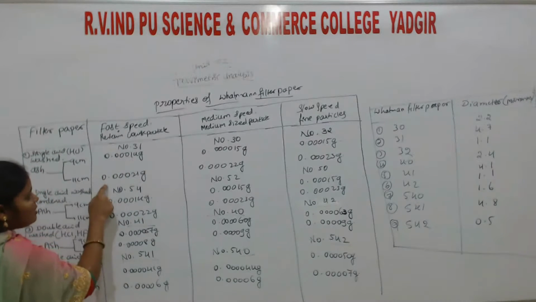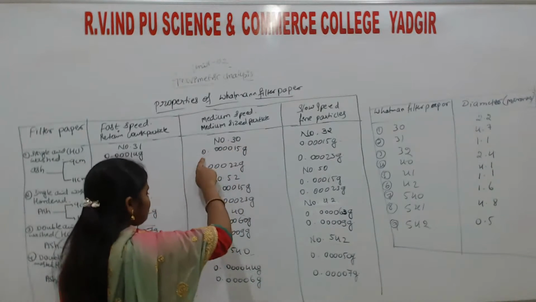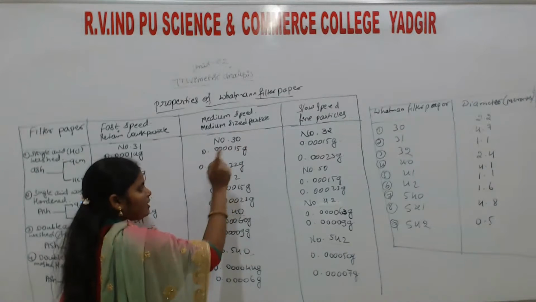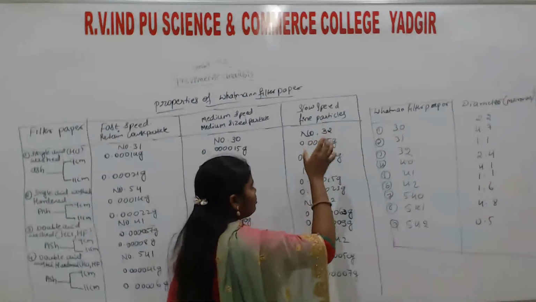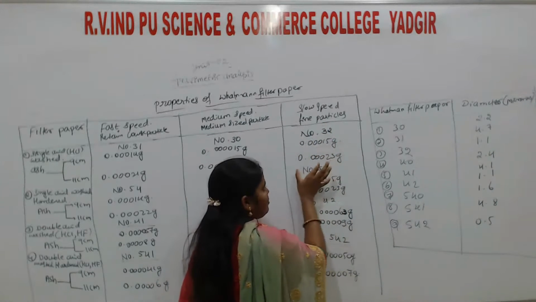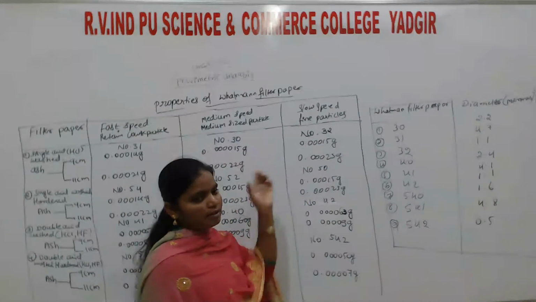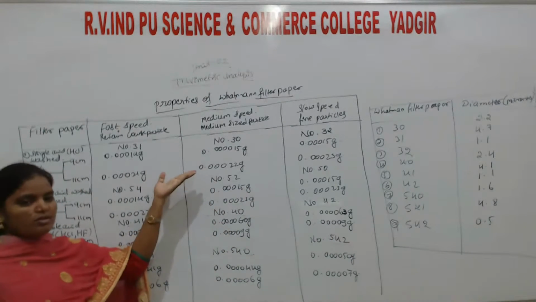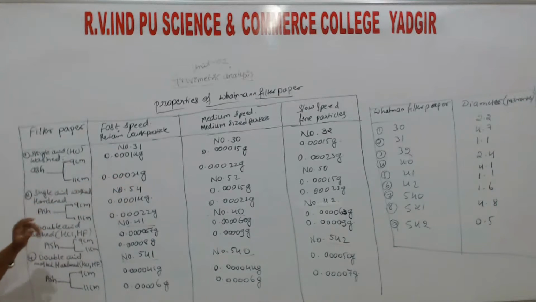0.00014 gram, and in 11 centimeter 0.00021 gram. In number 30, the ash present in 9 centimeter filter paper is 0.00015 gram, and in 11 centimeter 0.00022 gram. In number 32, it is 0.00015 gram, and in 11 centimeter 0.00023 gram. That is the weight of ash present in our precipitate. This weight is negligible in our precipitate, the value is close to 0.